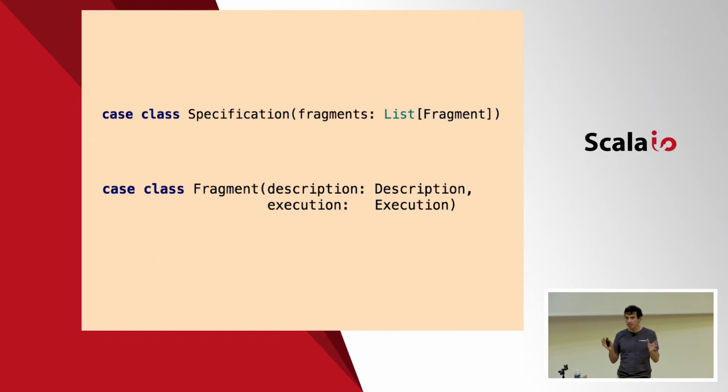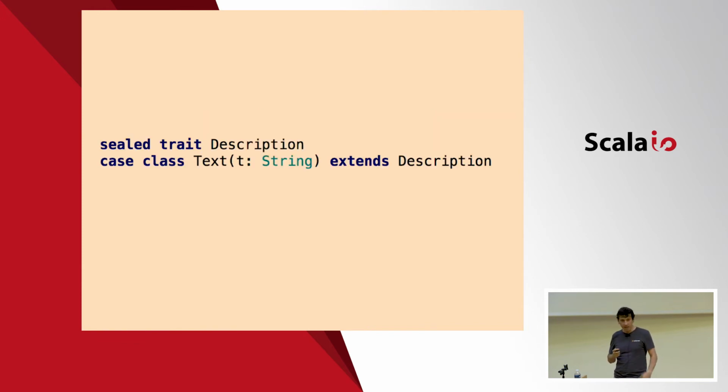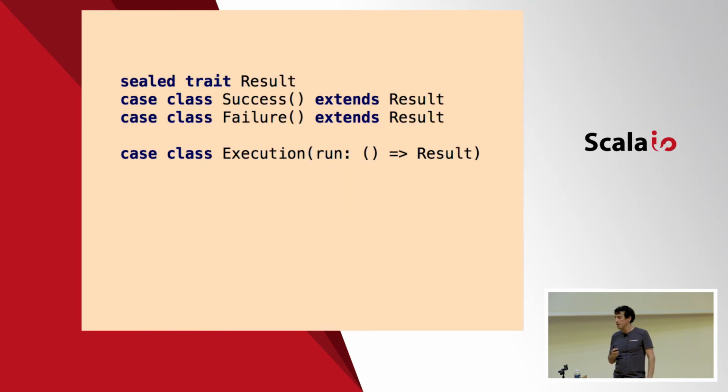So a specification basically is just a list of specification fragments. And a fragment is two things: an informal description, and something you can execute, that is some code that's going to return some value. And that's all it is. So a specification is just a list of things. You can have different types of descriptions, and an execution is anything that's going to return a result. And we're going to see that by just playing on different types of descriptions, different types of results, different types of executions, we can implement lots and lots of behavior.